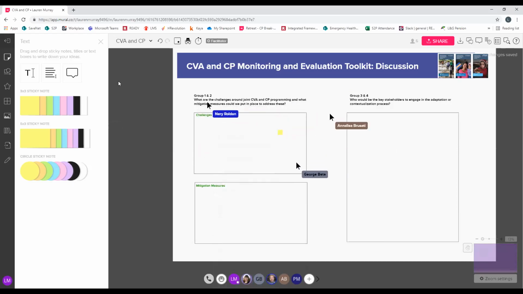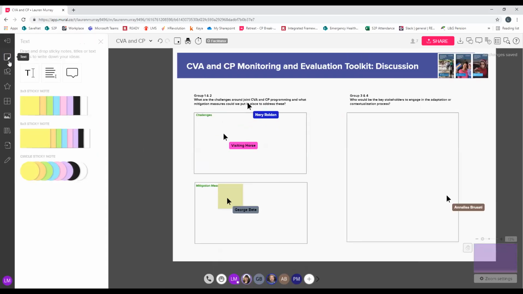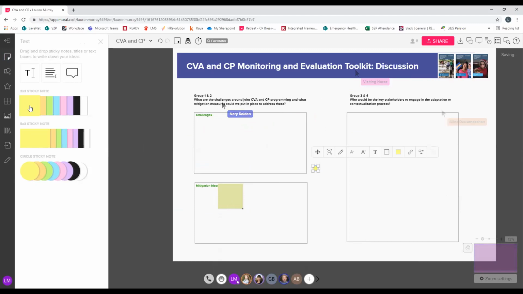I know this was a fairly quick demo, but just to show it one more time, if we click on this square here, and then click on a sticky note, feel free to use any color, it should pop up on the screen, and then you can write in that.